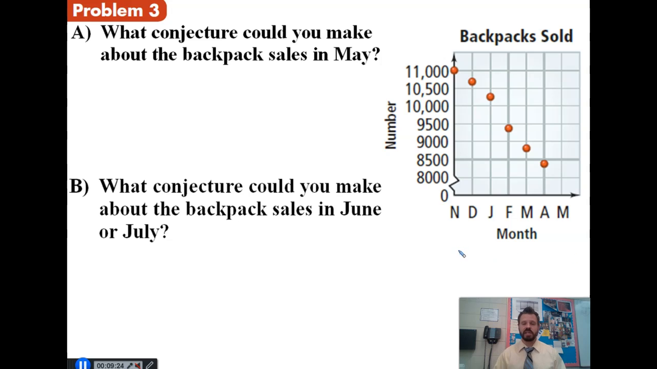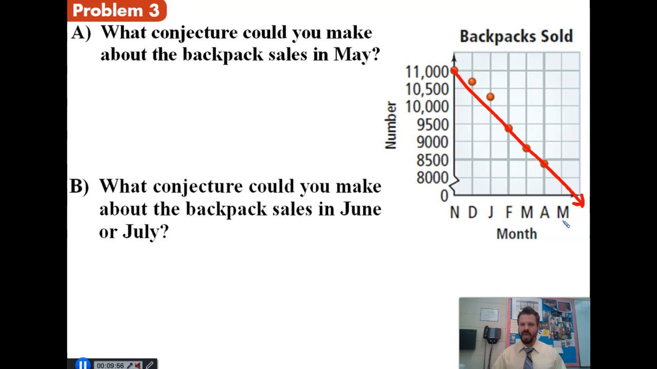So what I have here is a graph that shows the month and number of backpacks sold in that month. So for example, in November, N for November, it looks like there was 11,000 backpacks sold. And in F for February, there's about 9,500 sold. Okay, part A says, what conjecture can you make about backpack sales in May? Well, the pattern it looks like I have is it looks like sales trend in basically a straight line.